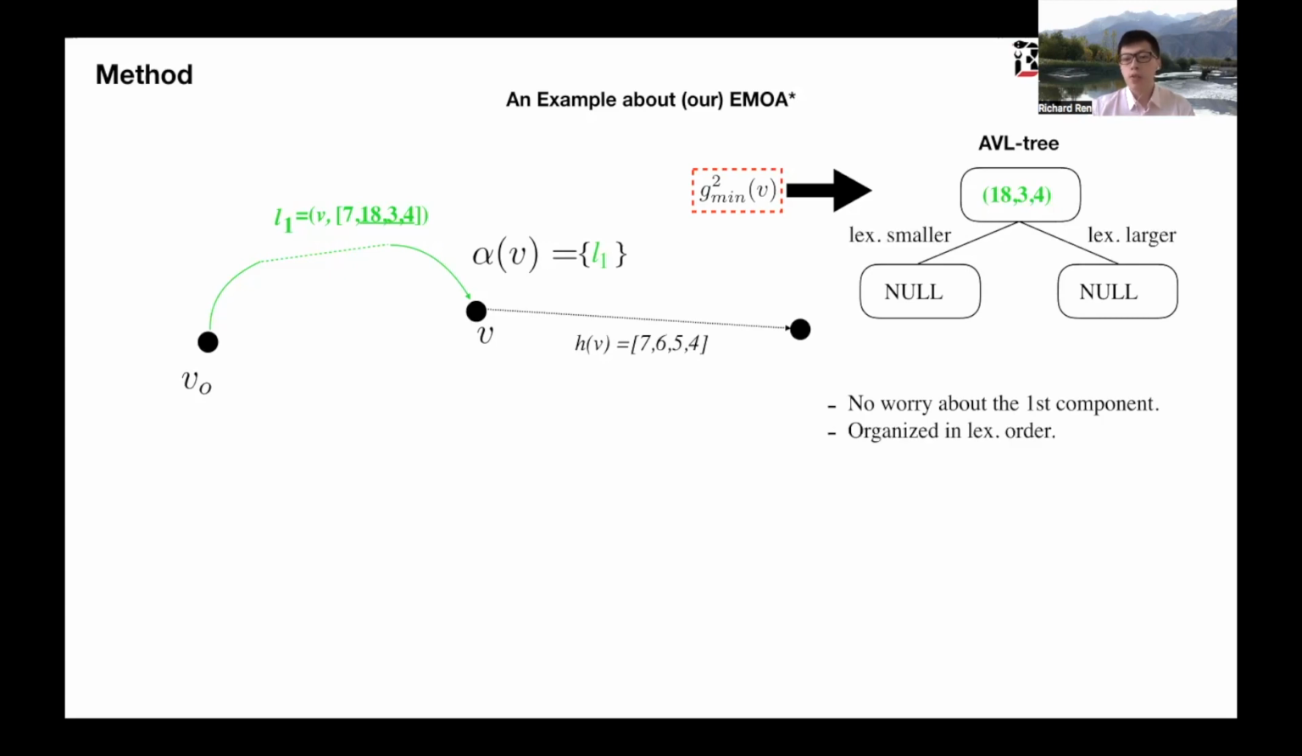Okay, second, this tree is organized in lex order. That is, every node in the left subtree must be lex smaller than the root node, and every node in the right subtree must be lex larger than the root node. And if there are only 2 objectives, then clearly this tree degenerates to be a singleton tree, that is, a tree with only the root node. And the value stored in this root node is basically G2min.